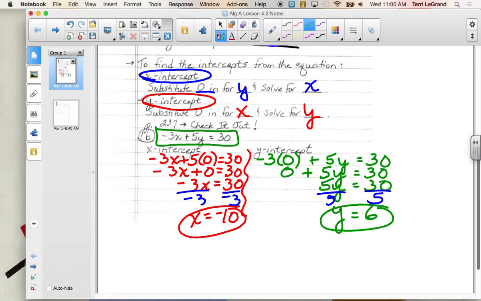And how many points does it really take to draw a line? 2. Just 2. I couldn't if I had a straight edge here right now. I'm going to have to rough draft it because I don't have a straight edge. Here's our line. That's how it would turn out on the graph. Okay? So there's a picture of what we just found.